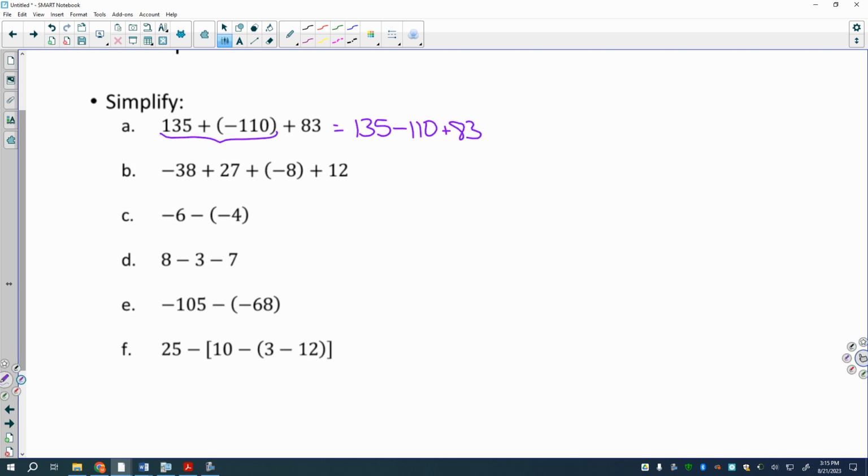Feel free to do that. And so then I take 135 minus 110. That's 25 plus 83. Add those together and I get 108.